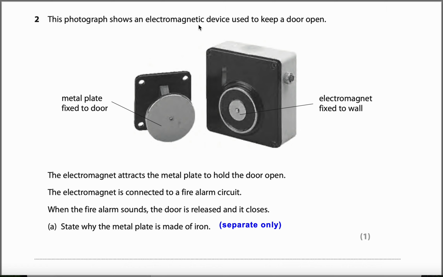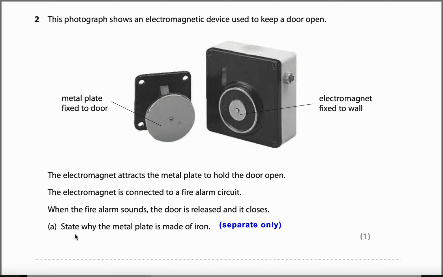So this photograph shows an electromagnetic device used to keep a door open. There's a metal plate fixed to the door, and here you've got an electromagnet on this part of the device. The electromagnet attracts the metal plate to hold the door open. So that means this metal plate must be a magnetic material. Not all metals are magnetic. The electromagnet is connected to a fire alarm circuit. That's just telling us the information. When the fire alarm sounds, the door is released and it closes.